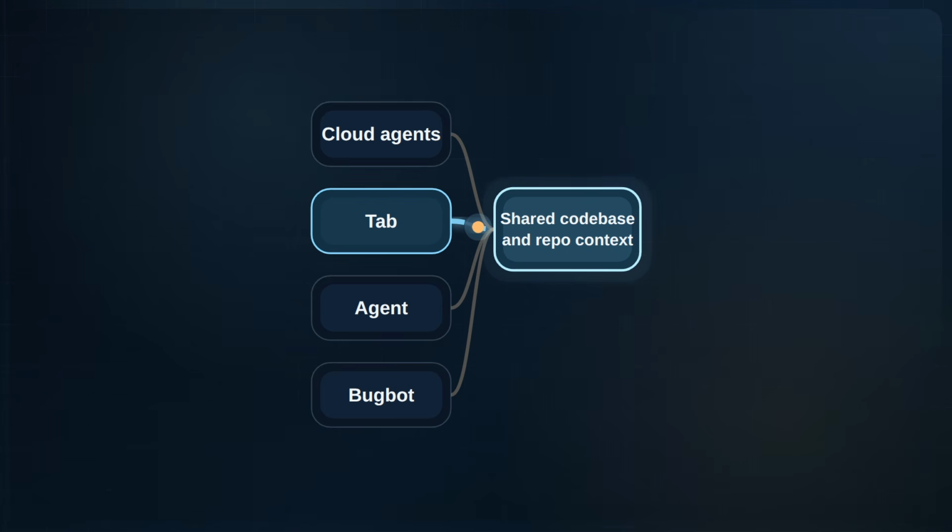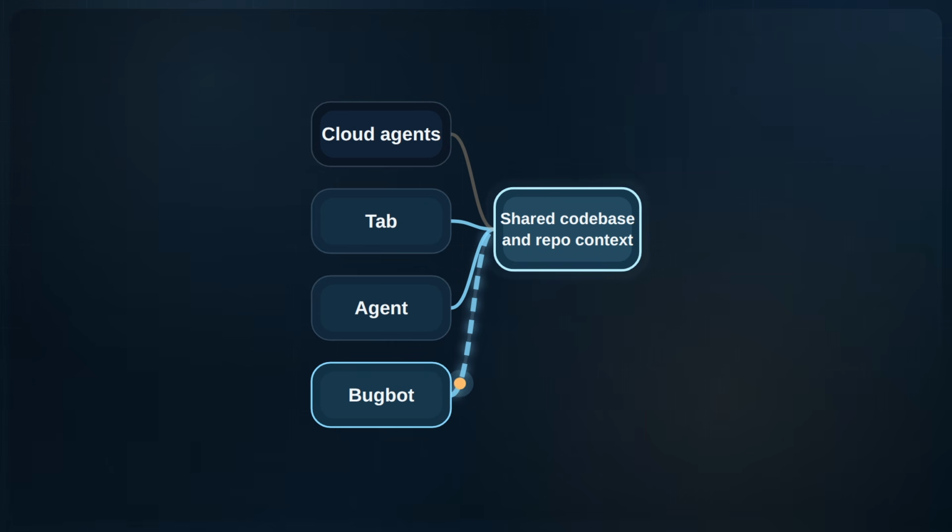The product actually exposes several loops. Tab is the fastest path. It is about predicting the next edit while you are already in flow. Agent is the slower but more capable path. It can plan, gather context, call tools, and execute work. Bugbot is another loop entirely because it runs against pull requests and tries to surface defects before merge. Then cloud agents move the execution context off your laptop and onto a remote branch workflow.